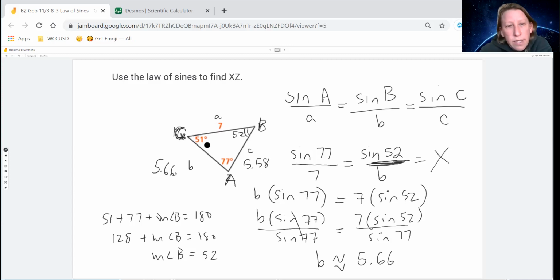This is the shortest side because it's across from the shortest angle. This is the longest side because it's across from, these two are really close together, but this angle is a little bigger, so this opposite side is a little bit longer.